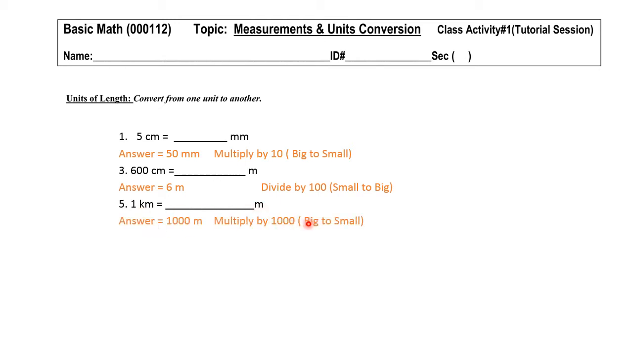Number 5, 1 kilometer into meters. So we are converting from a big unit to a small unit, so we multiply it by 1000 and we'll get 1000 meters.